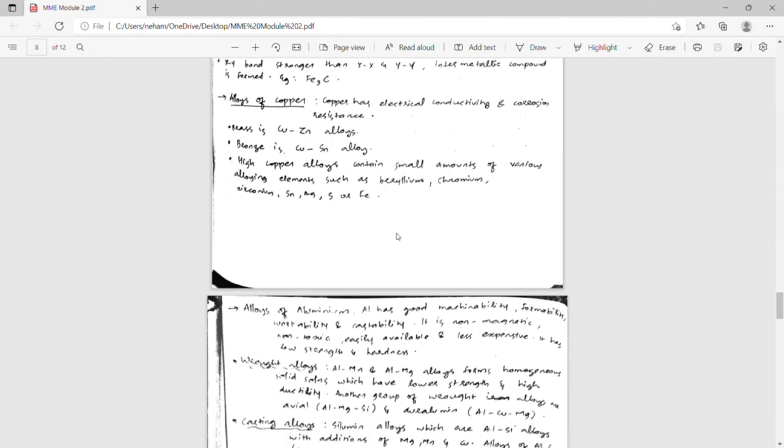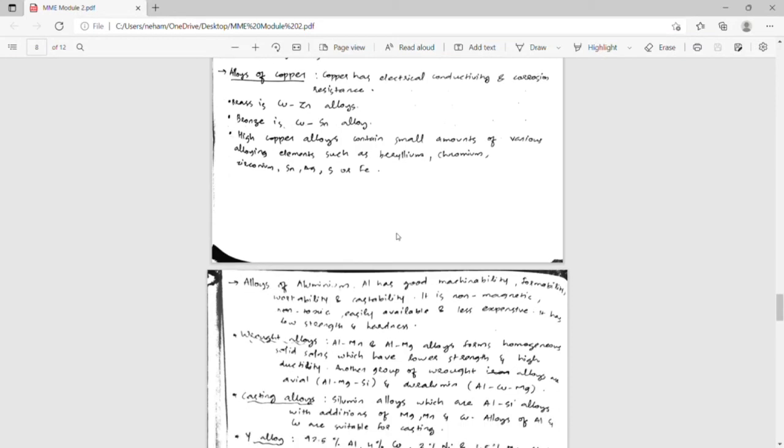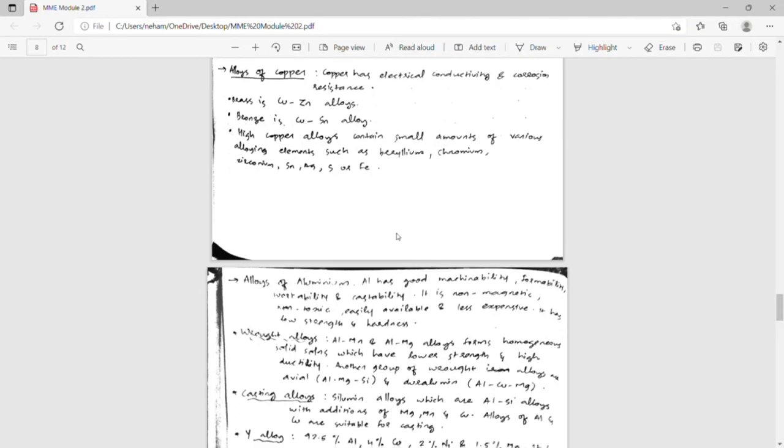Alloys of copper. Copper is a material that has electrical conductivity and corrosion resistance. Brass is an alloy of copper and zinc. Bronze is copper tin alloy. High copper alloys contain small amounts of various alloying elements such as beryllium, chromium, zirconium, tin, silver, sulfur or iron.